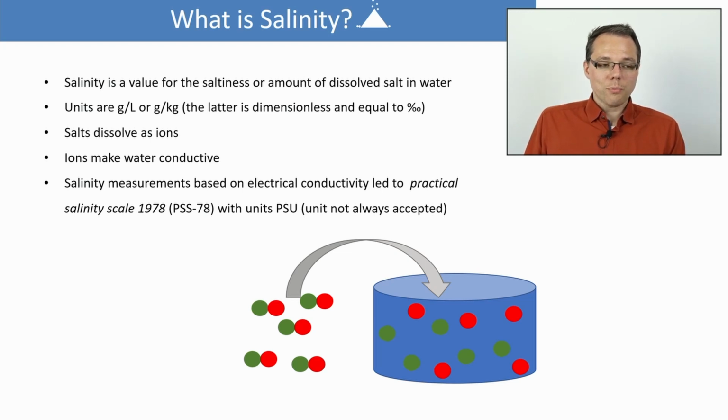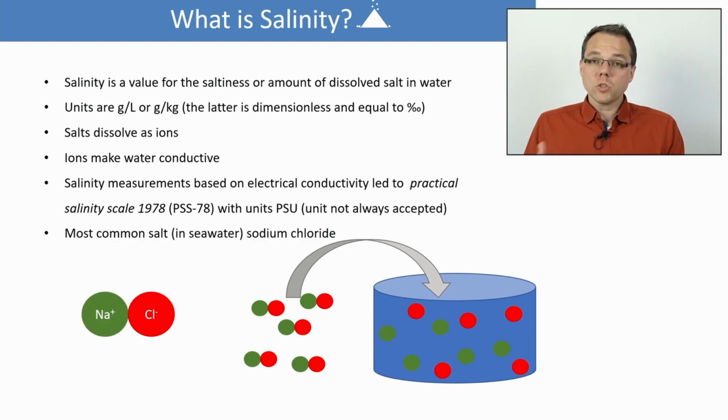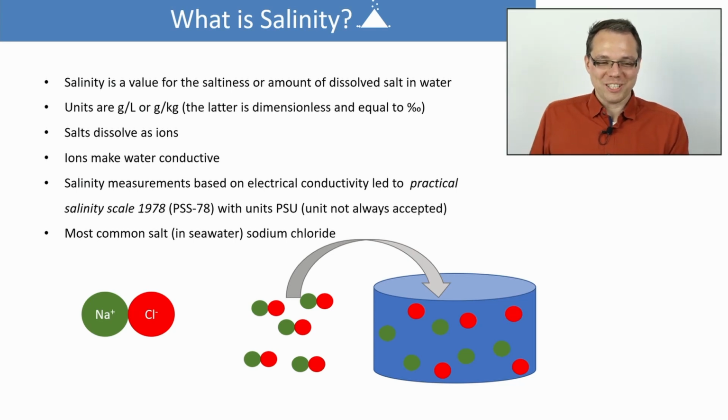And so the Practical Salinity Scale, 1978, was introduced, which is based basically on empirical measurements, and uses as unit the PSU, which is not always accepted in the scientific community, so be careful when you use it, but you read it in a lot of places, so now you know what it is. The most common salt that we encounter is sodium chloride, and you have it maybe on your table when you have dinner, or you swam around in it in the ocean.